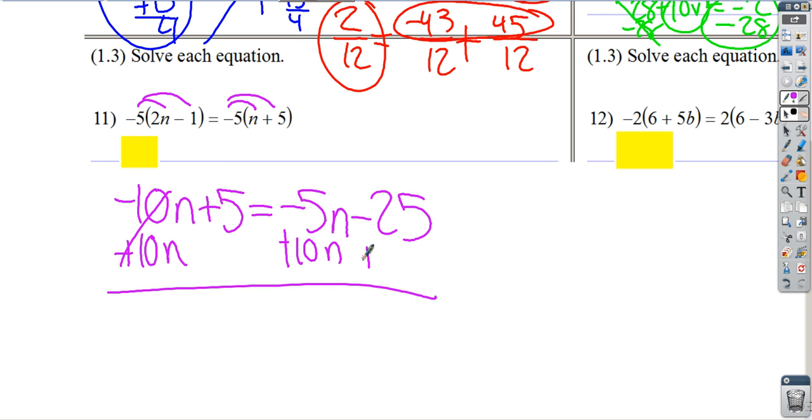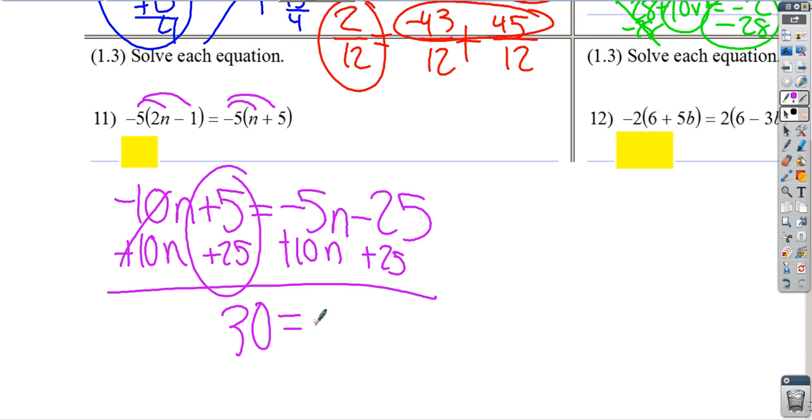And then we want to move that 25 over also, so that the numbers are on one side. So 5 plus 25 is equal to 30. Negative 5n plus 10n is 5n. We see what's being done to n.